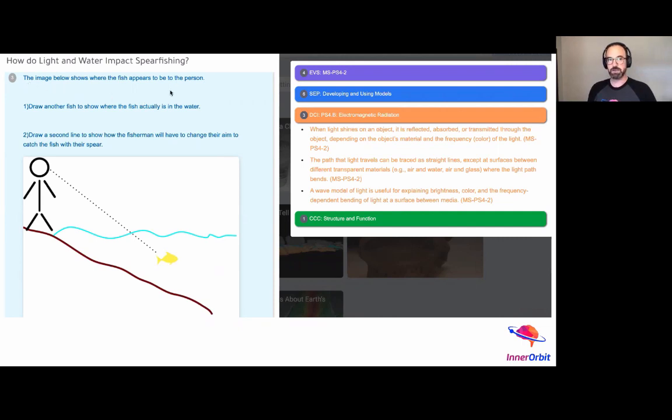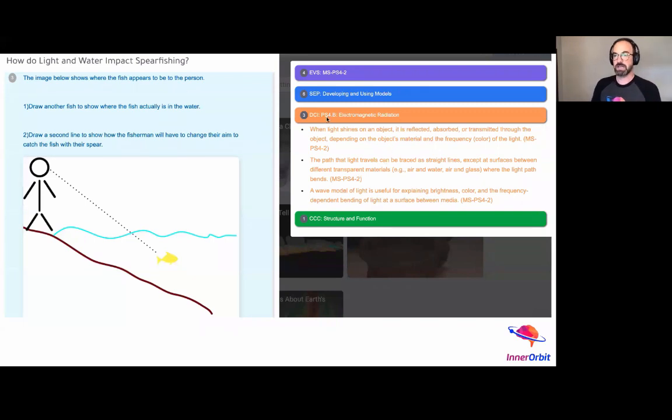So now the image below shows where the fish appears to be to the person. Draw another fish to show where the fish actually is in the water. Draw a second line to show how the fisherman will have to change their aim to catch the fish with their spear. So now we're giving students a phenomenon and having them make sense of the fact that the spear appears to be bending in the water. We want students to model, so they're developing and using models. They're applying what they've learned to something novel. Hopefully they have not studied spearfishing in their private or academic life.